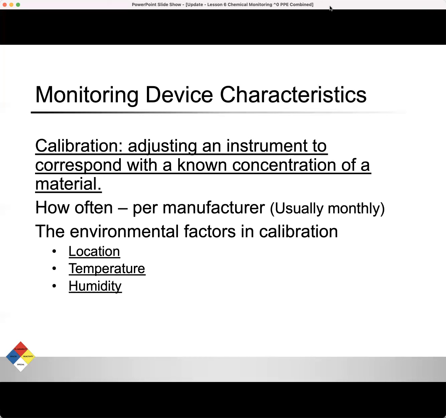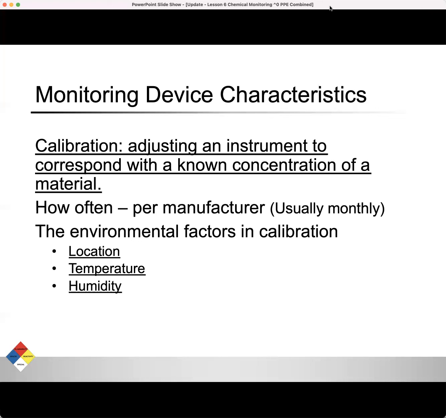Calibration. What is that? It's adjusting an instrument, a monitoring device, to correspond with a known concentration of a material. So when we take a monitoring device and put it in calibration mode, we are then going to expose that sensor in that device to a known concentration, and we're going to tell that monitor, this is the known concentration. That way it knows the signal it's getting from the sensor is that concentration. And now it can judge any concentration within its sensitivity range accurately. How often do you calibrate? That's per the manufacturer. Usually that's monthly.